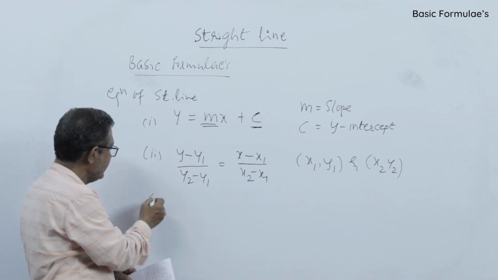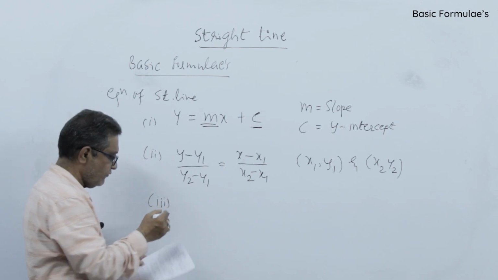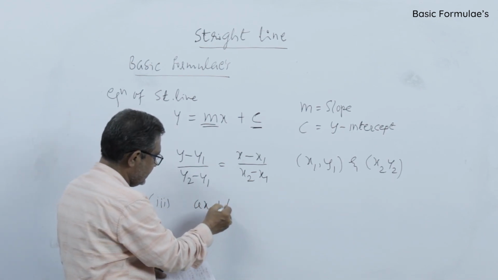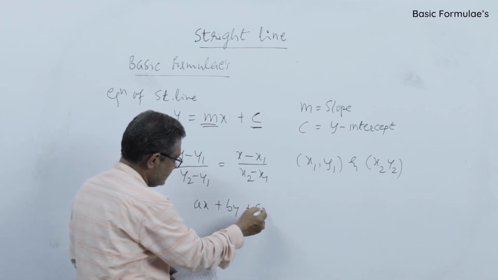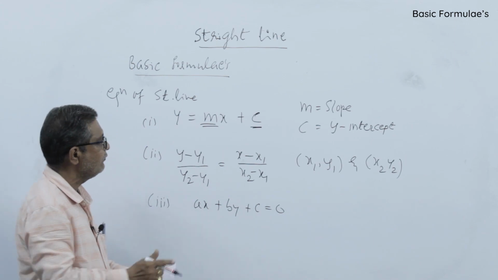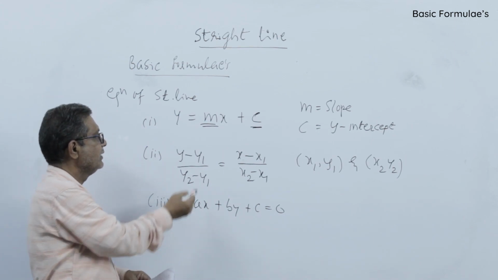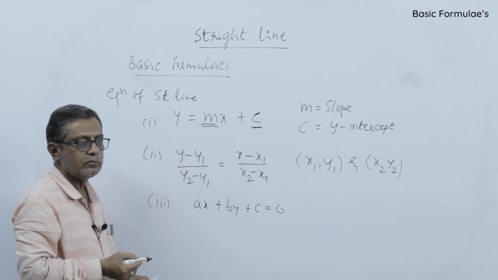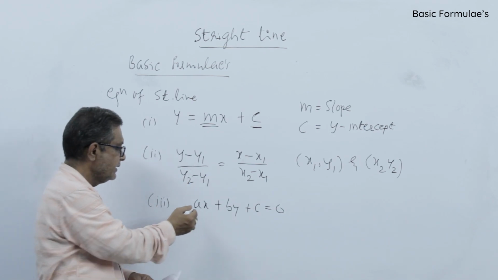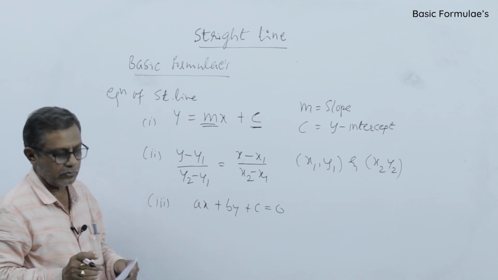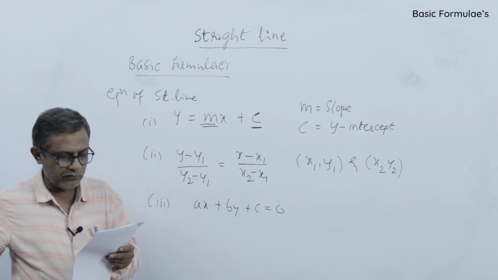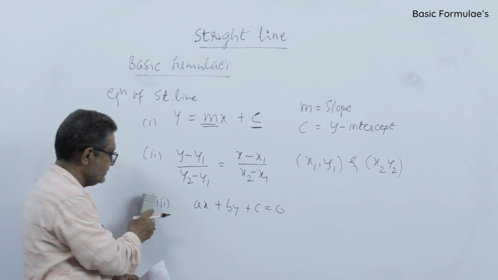Then the third one is the general form. It is ax plus by plus c equal to 0. This is the general equation of the straight line. One is the slope form, second one is the line joining the 2 points, and third one is the general form. Three different forms of equations.